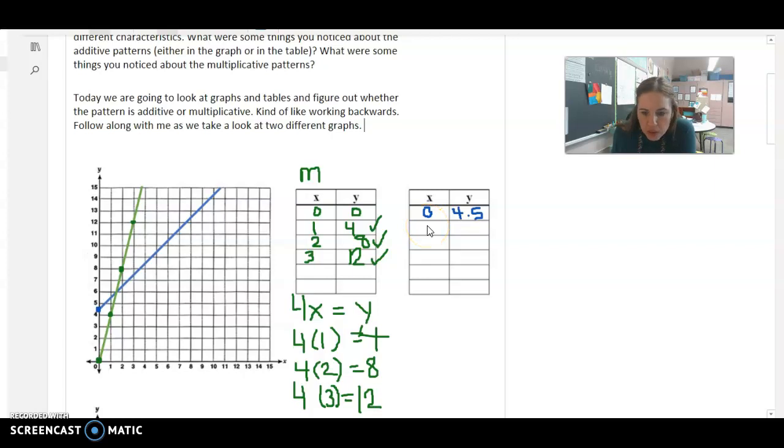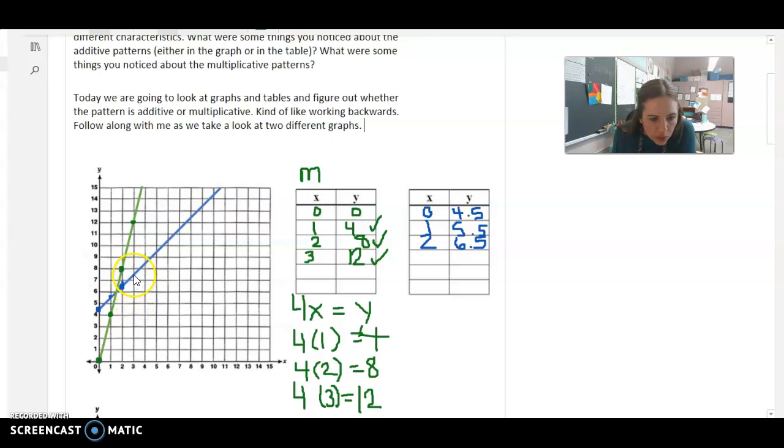Now let me see what happens when x is 1. So that means I'm going to go to the 1 and go up. And it looks like when x is 1, y is 5.5. And when x is 2, right here, oops, I'm putting my blue dot everywhere but where it needs to be. When x is 2, it looks like y is halfway in between 6 and 7, so that looks like it'd be 6.5.